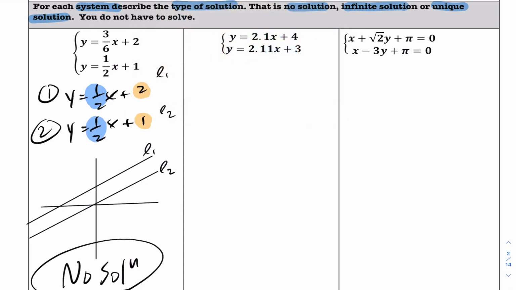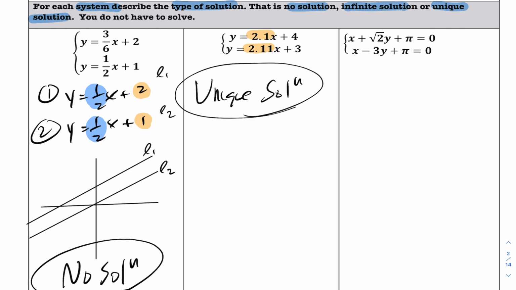For our next equation, you'll notice that right away we have different slopes. As soon as you have different slopes, right away you have a unique solution. Of the three possibilities, you have no solution, infinite solution, or unique solution. No solution happens when you have same slopes, different y-intercepts. Infinite solution, you have to have the exact same equation. So the only option left is unique solution. So these two systems of equations cross exactly once. Slopes are different, crosses once.